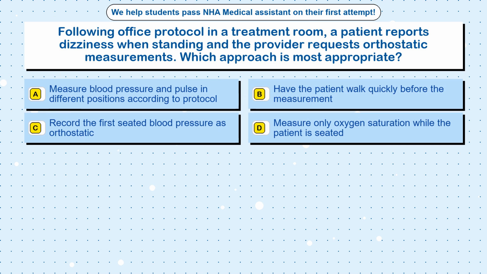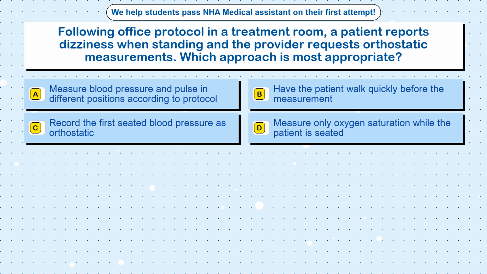Question 8. Following office protocol in a treatment room, a patient reports dizziness when standing and the provider requests orthostatic measurements. Which approach is most appropriate? Option A. Measure blood pressure and pulse in different positions according to protocol. Option B. Have the patient walk quickly before the measurement. Option C.